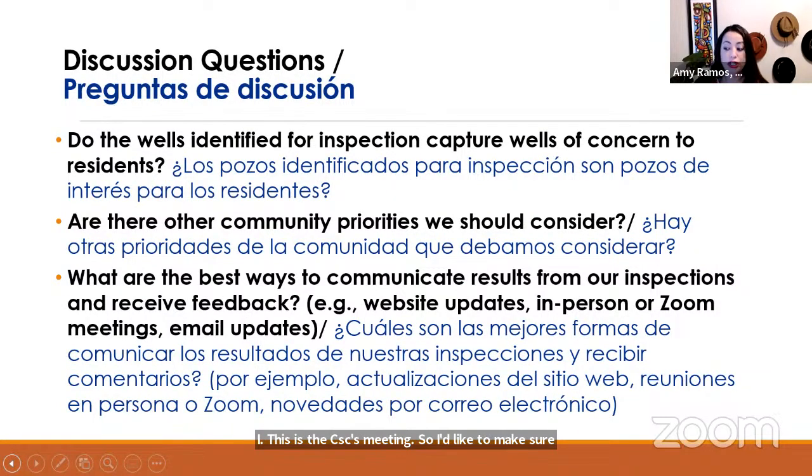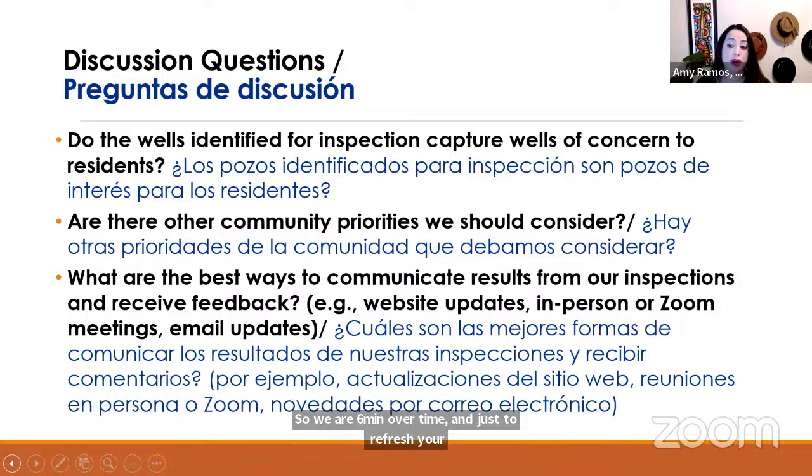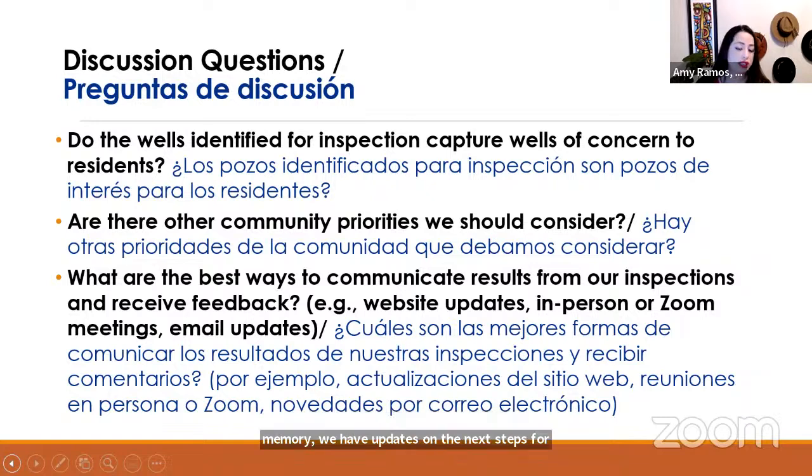steering committee members. So we are 6 minutes over time, and just to refresh your memory, we have updates on the next steps for CERT progress, and then we have our general standing updates. I think what we could do is, if it's okay with the committee, we can send some of these updates via email and allow for at minimum 10 more minutes to discuss. How does that sound, committee? And then we would invite you all to come back to continue the conversation, also knowing that there'll likely be a subcommittee meeting.